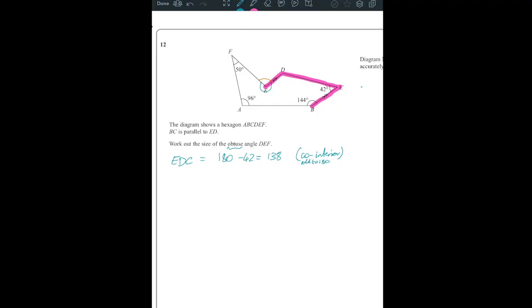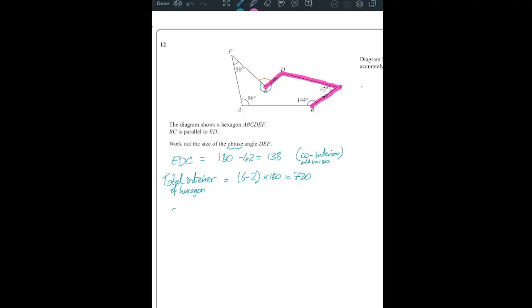Okay, so now I have all but one angle in this hexagon. So let's use our interior angle formulas. So the total interior of a hexagon, unfortunately this is a formula that you have to memorize, is n minus 2 times 180, here n being 6 for the 6-sided hexagon. So the total angle is 720.